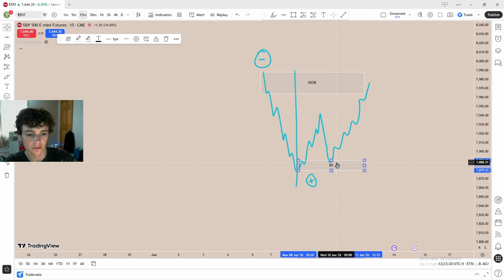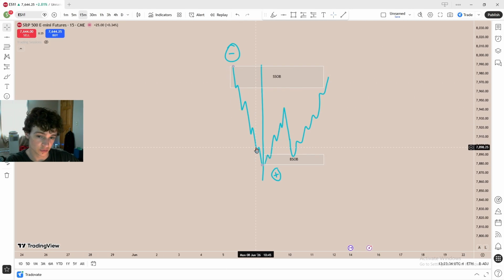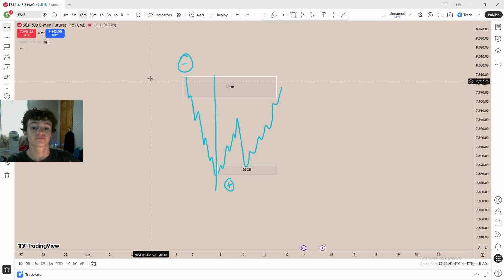Buy side OB. Sell side OB, when you're selling the market, you're shorting, you're wanting it to go down, and buy side is when you're wanting to long it, you're wanting it to go up. So we have sell side order block and buy side order block. Sell side means we're in favor of the selling because we have sell orders, and then we have buy side.